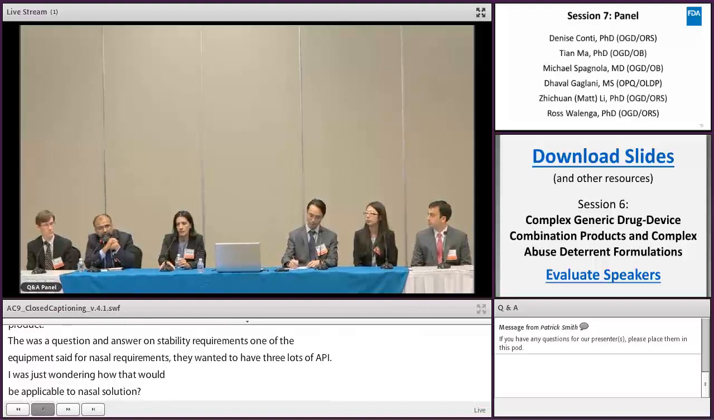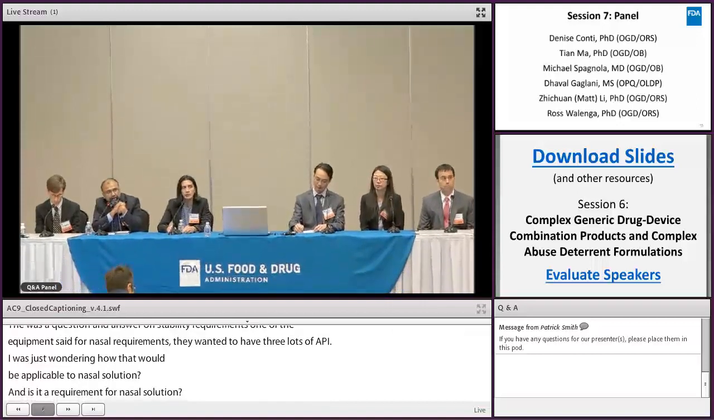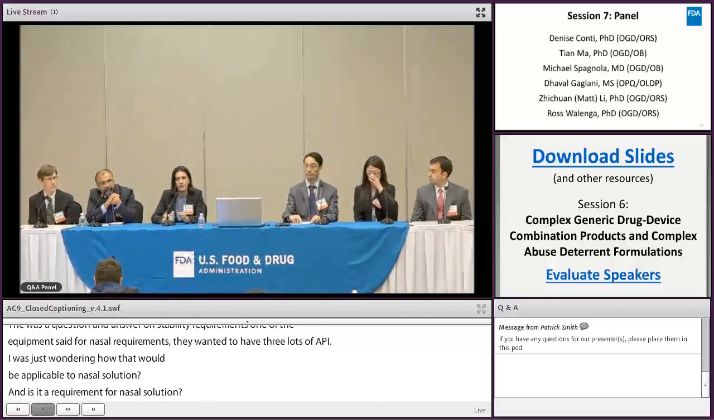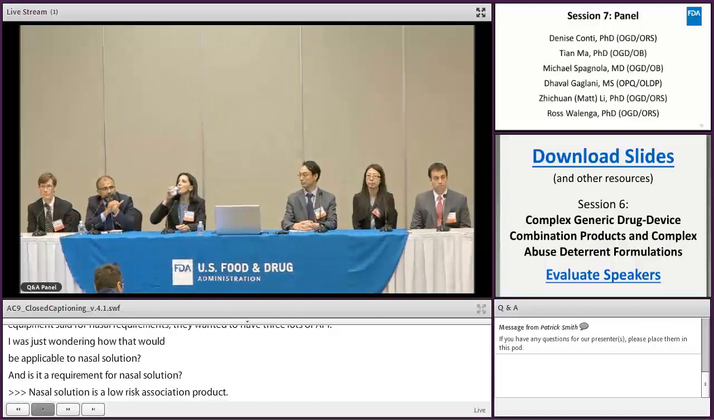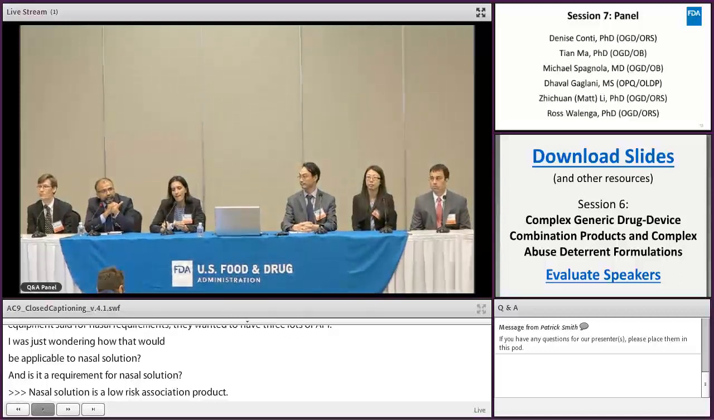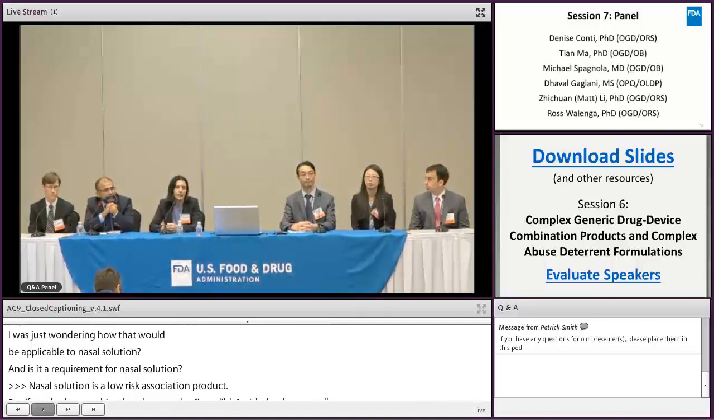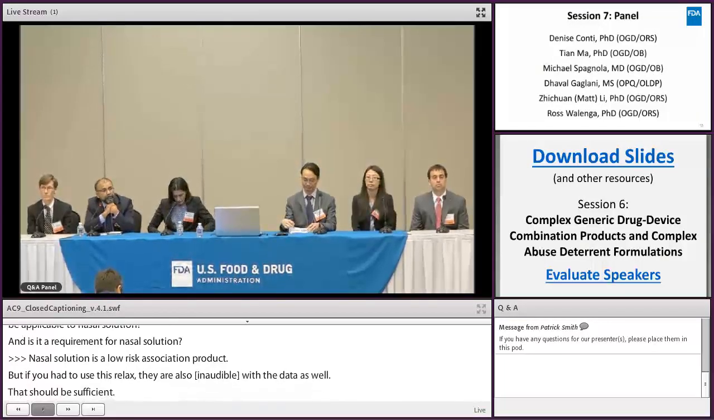Nasal solutions, and again, I understand there's a low risk as compared to the suspension products. But if you could use 3 lots, we recommend that. But we also rely on other data as well. If you have some other data, in vitro data to demonstrate that, then that should suffice. But typically we do recommend that 3 lots be used for the nasal products as well, especially for suspension product.